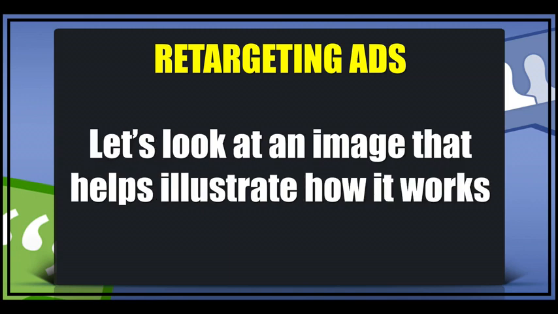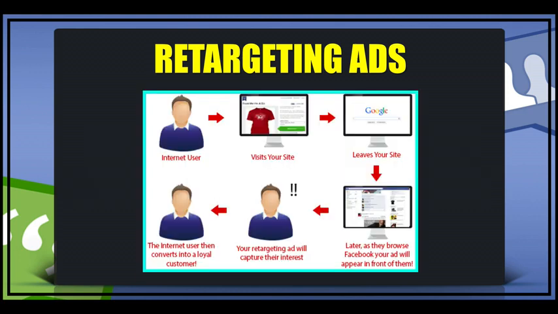Let's look at an image that helps illustrate exactly how this works. On the top left there, you have an internet user. That internet user visits your website, and then they leave your site, and later, as they browse Facebook, your ad will appear directly in front of them, okay? That's going to retarget their interest. It's going to basically remotivate them about the thing that they saw that they liked. And this internet user then converts into a loyal customer. So I'm going to leave this up for a minute so you can really get to understand this.